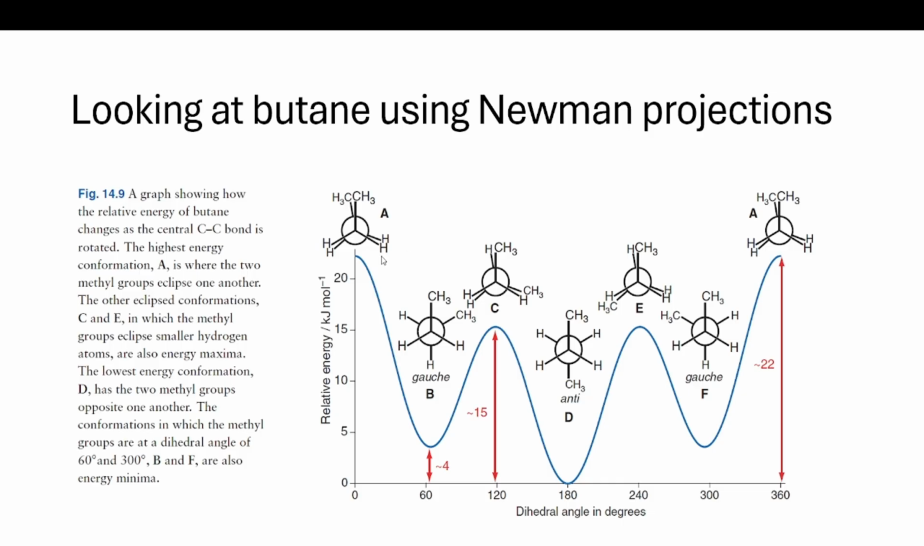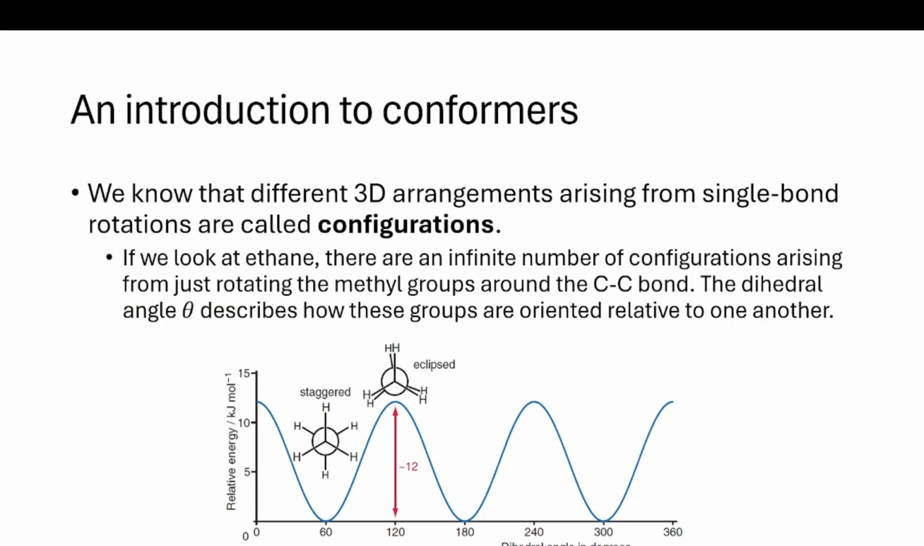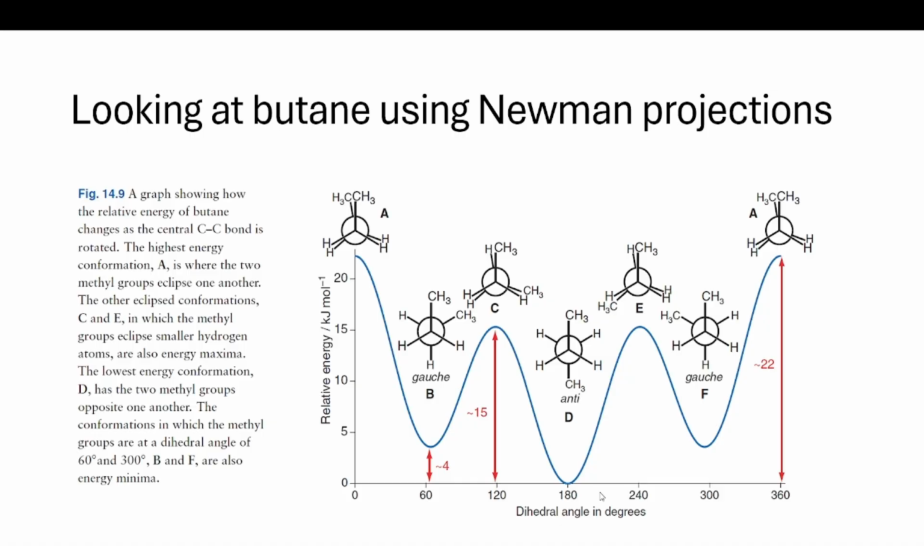And you can see this graph is not similar to ethane, because with ethane, you have pretty much a sinusoidal graph here. It just goes up and down, up and down, up and down. But with butane, you get a lot more nuanced configurations. So for example, you have anti with the lowest energy, but you also have gauche. And gauche is a little bit above the anti, but it's not anything like a maximum.